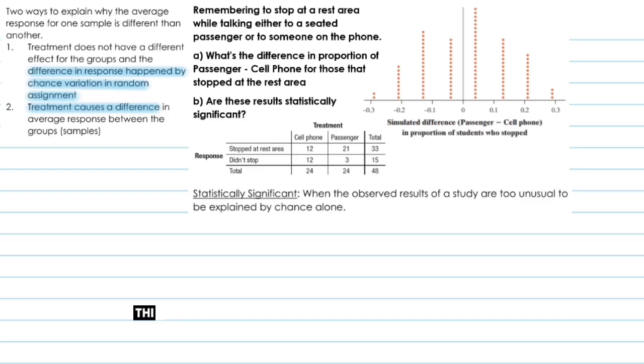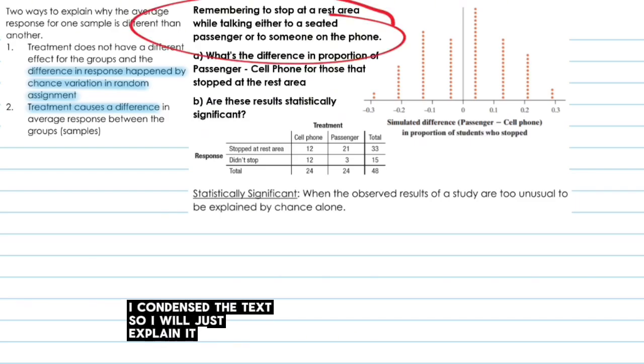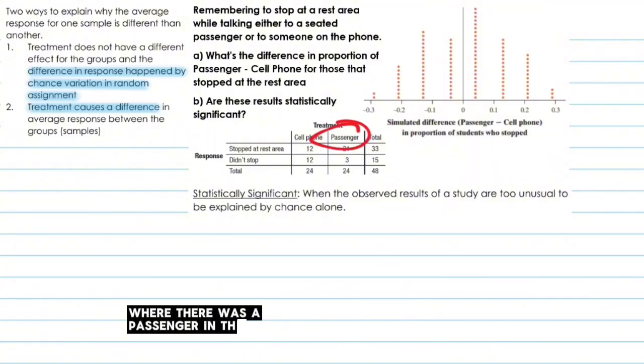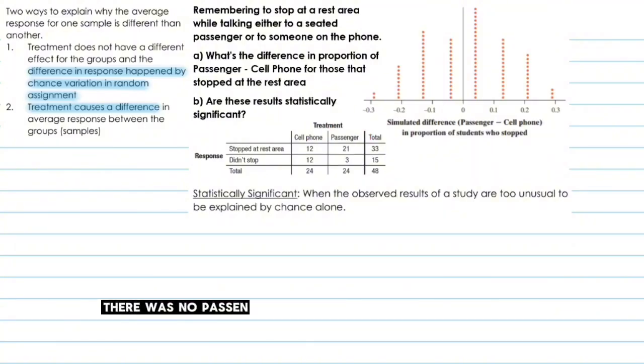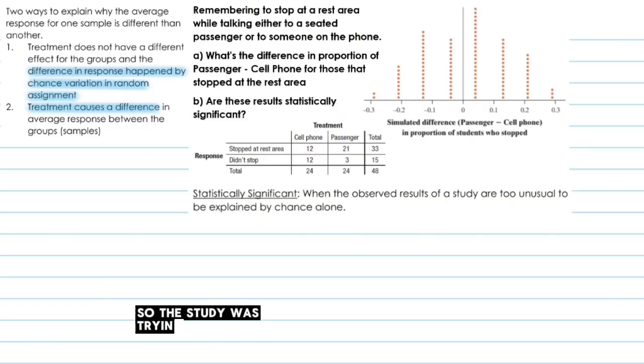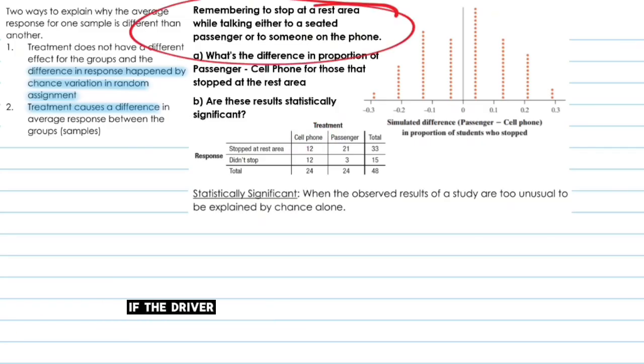So this study right up here at the top, I condensed the text, so I will just explain it right now. There's a random assignment of students into groups that would be driving on the road. Some of the groups had people where there was a passenger in the car talking to the driver. And then in some of the groups, there was no passenger and the driver was talking on their cell phone. So the study was trying to explore if the driver would remember to stop at a rest area.